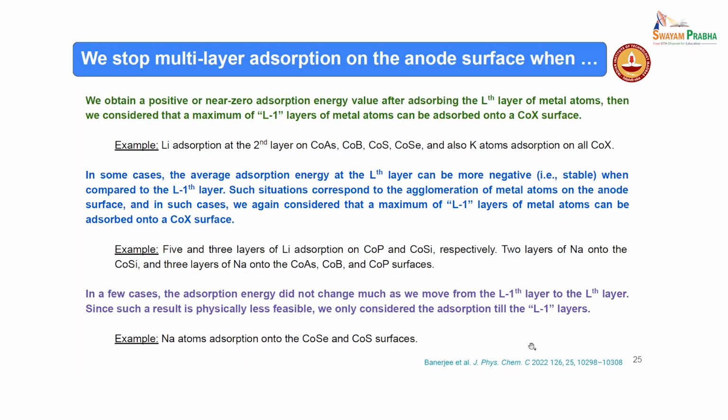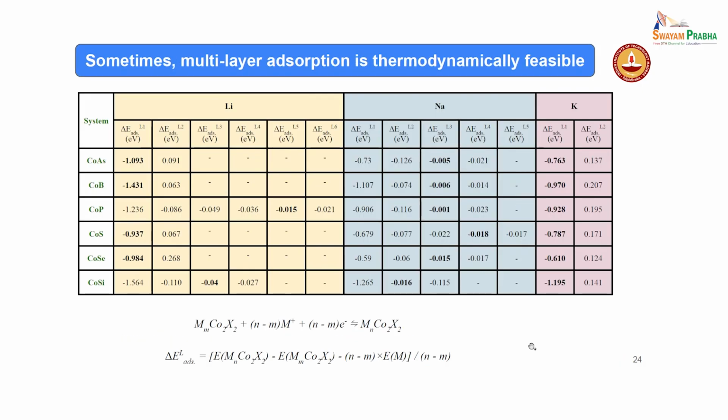So here we stop this multi-layer adsorption when one of these conditions is met. First one, whenever we obtain a positive or near zero adsorption energy. If the adsorption energy is close to zero, what does that mean? The atoms are no more bound to the system. We don't want such things, because we want the atom to go there and sit on the anode surface. That's what we want. For example, here all of these are positive energies. Whenever there is a positive energy, we will immediately neglect it. We will not consider it further.